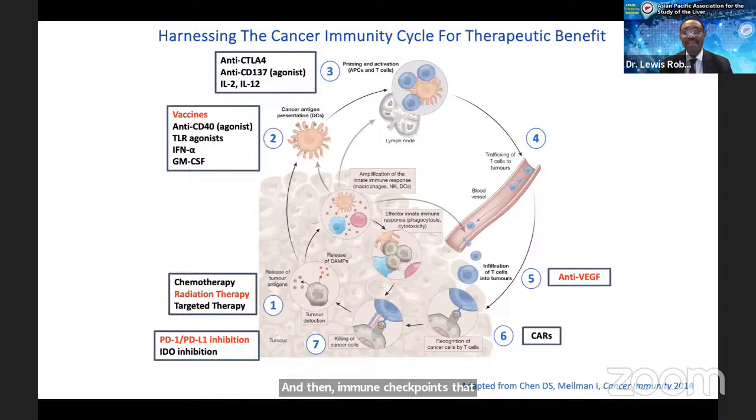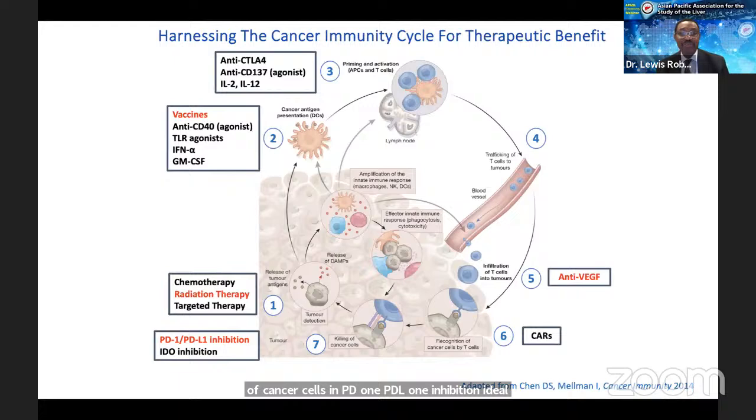And then we have anti-VEGF, for example, improving infiltration of T cells into tumors. We have CAR T cells that improve recognition of cancer cells by T cells. And then we also have killing of cancer cells, and PD-1, PD-L1 inhibition, IDO inhibition that enhance killing of these cells.